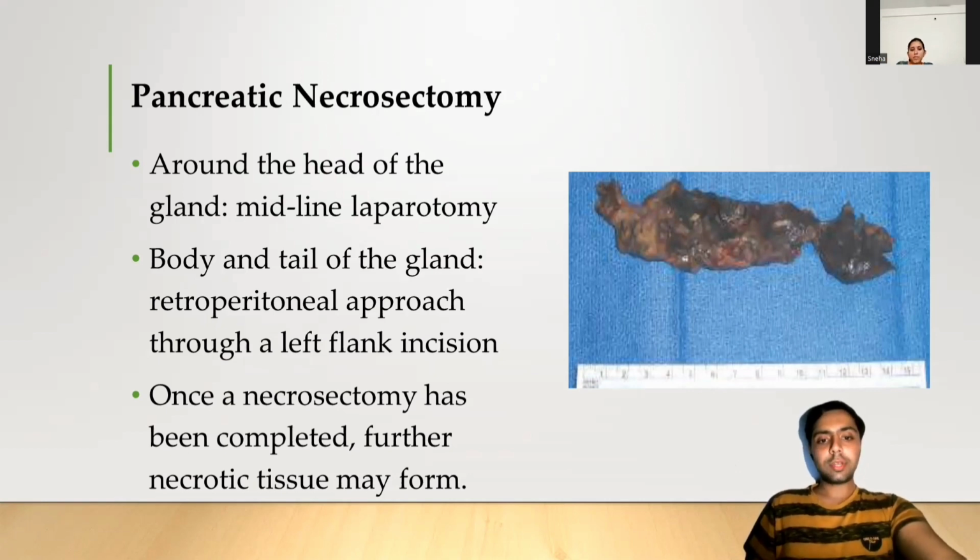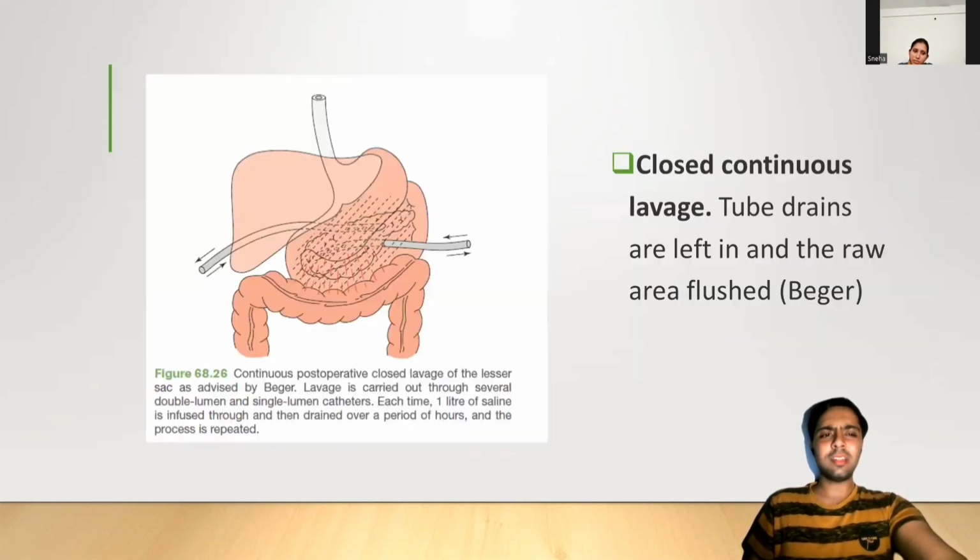Once necrosectomy has been completed, further necrotic tissue may form, so the surgery is very much unsatisfactory and incomplete, and we have to do it repeatedly. So what happens after the surgery? Suppose in this case we have kept two drains. We have a closed continuous lavage in this case. So if one drain sheet goes, another drain sheet comes out. Simultaneously we do this.